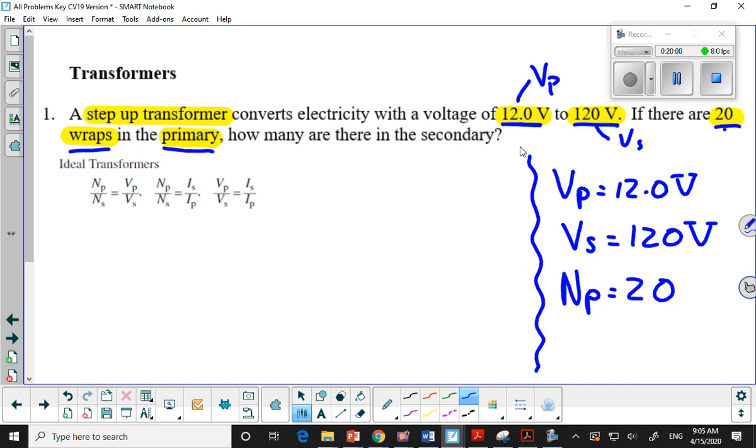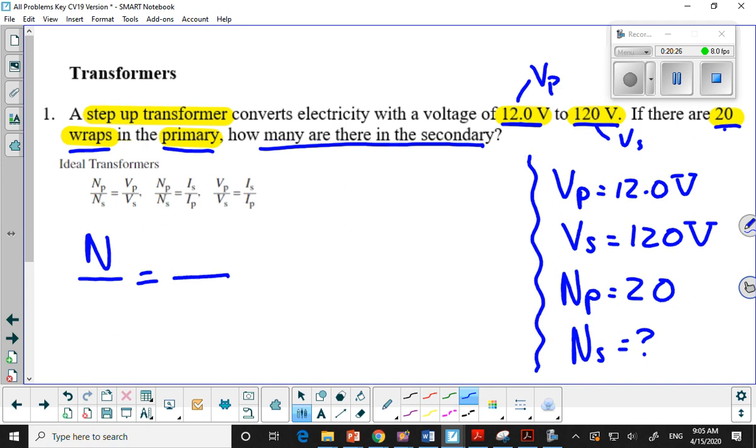And what are we trying to find out? How many are in the secondary? So we're looking for the number of turns in the secondary. So when you set up these questions, I want you to always do this to make your life easier. Not everybody does this. Some are better than others at rearranging equations. But I'll tell you, your life will be much better if you do this. Always put what you're looking for in your little ratio in the top left-hand corner. So we want to know the number of wraps in the secondary.